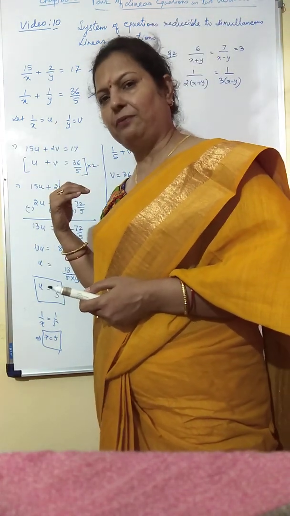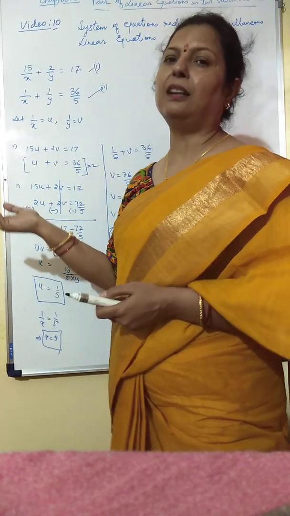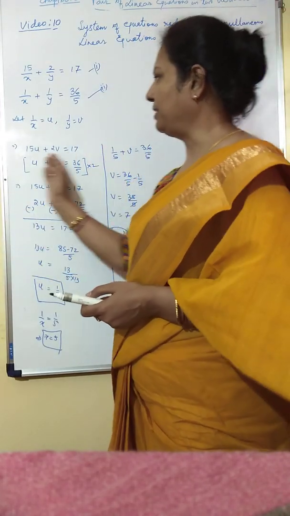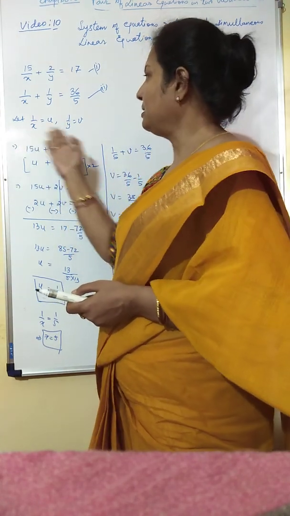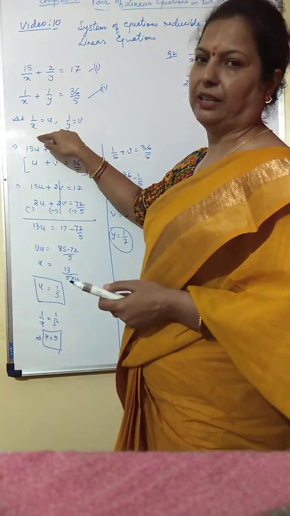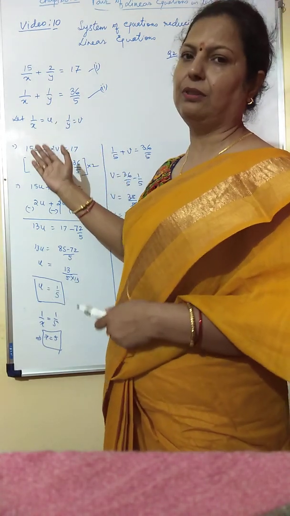Therefore, we replace the variables of the denominator in a new variable form and then reduce it to a linear equation. I'll give you one more example. So this is similar. Now this is what we need to do. This is the meaning of reducing to linear form.